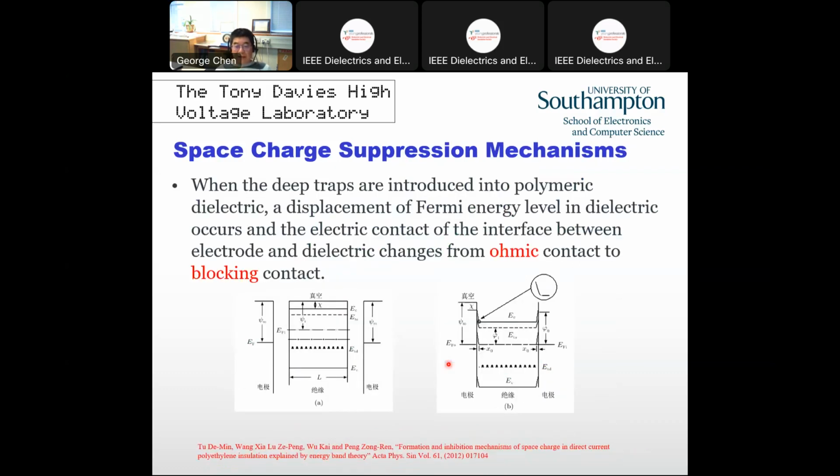Further, the research from Xi'an University takes this concept a little bit further. When deep traps are introduced into the polymeric dielectrics, a displacement of the Fermi energy level in the dielectrics occurs, and that changes the contact from the initial ohmic contact to a blocking contact. Of course, when you have a blocking contact, there's no charge moving across the interface between the material and the electrode.